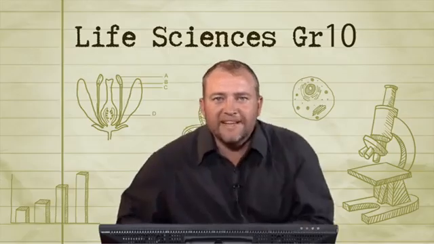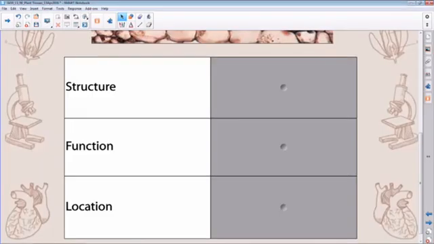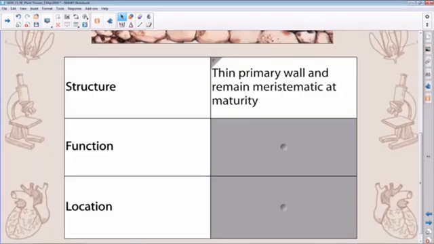Okay, let's see if you got exactly what I got. Structure of it. Remember, I just spoke about it 2 seconds ago. It is thin primary walls. I didn't mention the walls. It's nice and thin, so things can move through it quickly. If you have a look at the root, it's got to move through the root quickly.